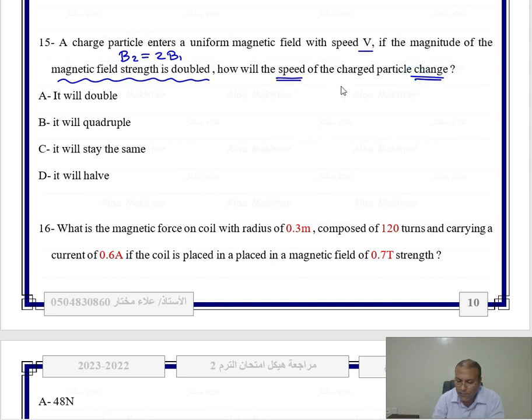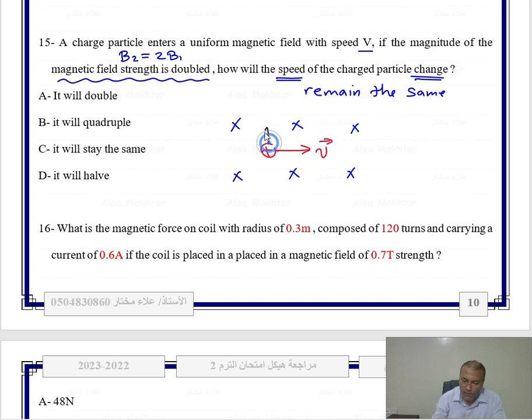The speed of the charged particle remains the same. Why? Because only the direction of the velocity changes. If we have a magnetic field like this, and a charged particle moves in this direction with velocity v, there is a force acting on the charge.